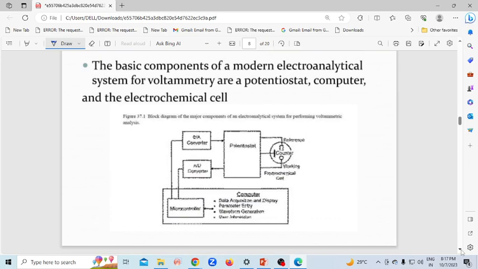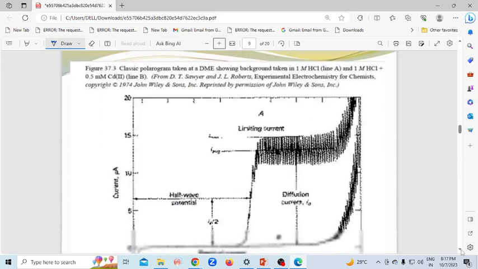This instrumentation we have already discussed. It is the working electrode. It is not clearly visible, so I will write it down. Then it is the counter electrode, and this is the reference electrode. So: working electrode, reference electrode, counter electrode. These are all connected like that. We have already discussed this, so don't worry about it.